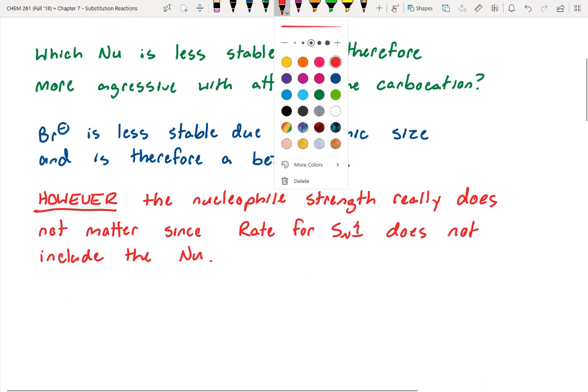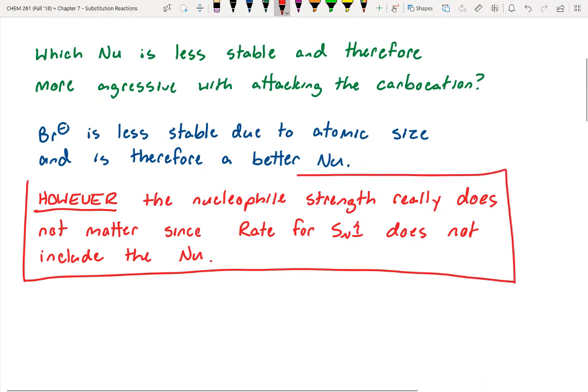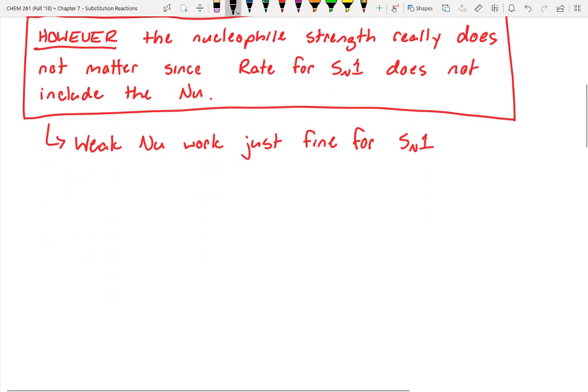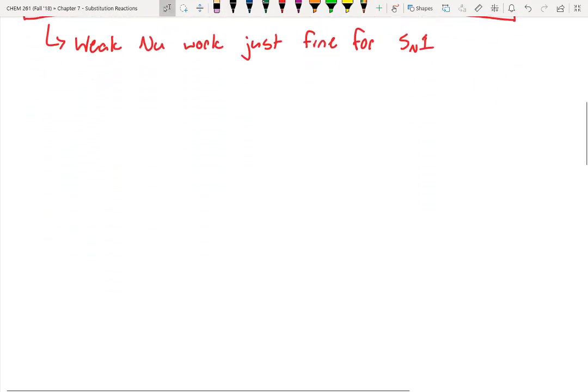All right, so Sn1 reactions. The main thing to take away from that is that the nucleophile strength doesn't really matter. In fact, a really, really weak nucleophile does a perfectly fine job. As long as you've got some lone pairs to donate, you can do Sn1 chemistry. So I'll write down: weak nucleophiles work just fine for Sn1. All right, let's do Sn2 reactions now. Sn2 reactions are where the fun begins.